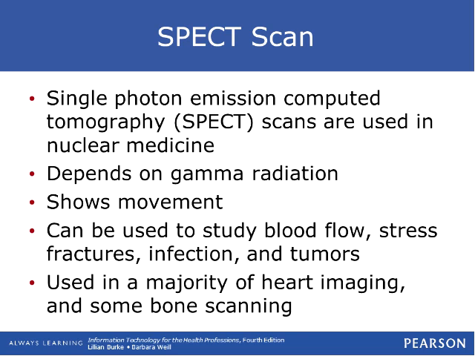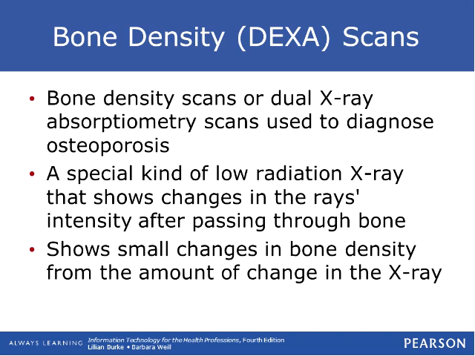Now, a SPECT scan is a single photon emission computerized tomography, and they're used in nuclear medicine. They depend on gamma radiation, which shows movement. They can be used to study blood flow, stress fractures, infection, tumors, and are used in the majority of heart imaging and some bone scans because it literally shows the flow of what's going on. It's not a picture; it's more of a video.